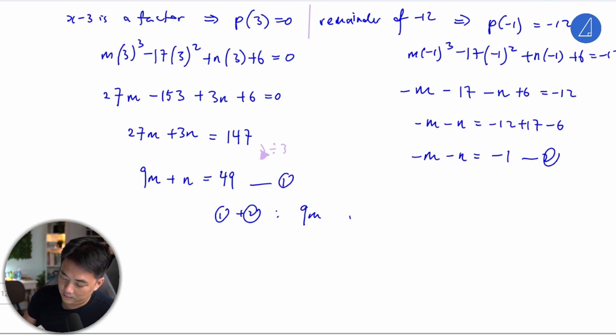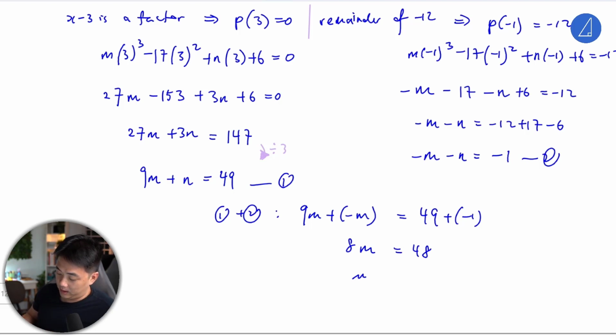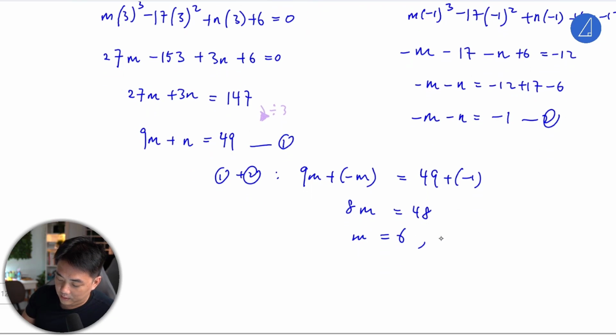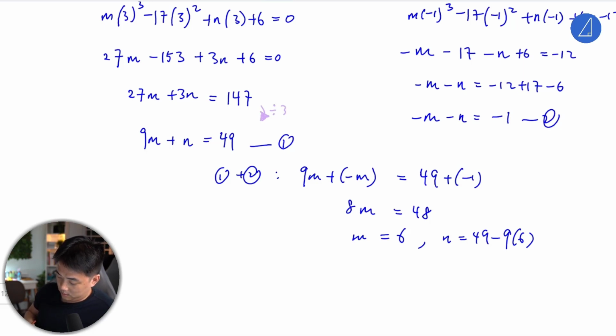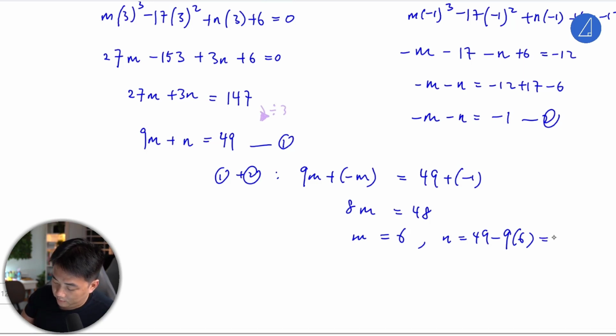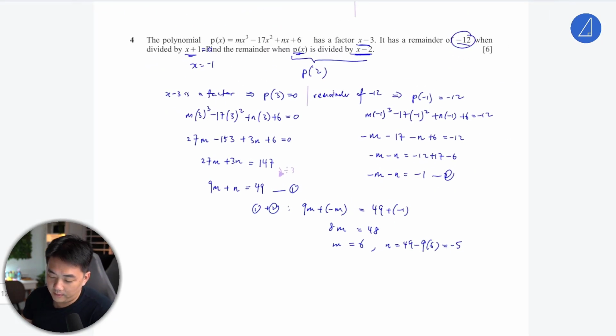Maybe I just rewrite this. 9m plus minus m, because plus n plus minus n will just cancel out, a zero pair. 49 plus minus 1 will be 48. So 8m equals 48, so m equals 48 divided by 8, which is 6. Then we know n equals 49 minus 9 multiplied by 6, which will be minus 5. Okay, n is negative 5.